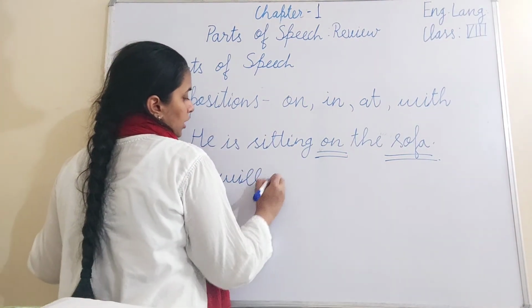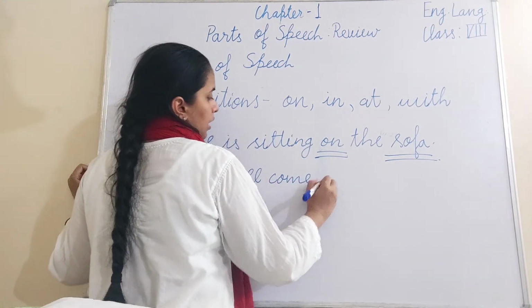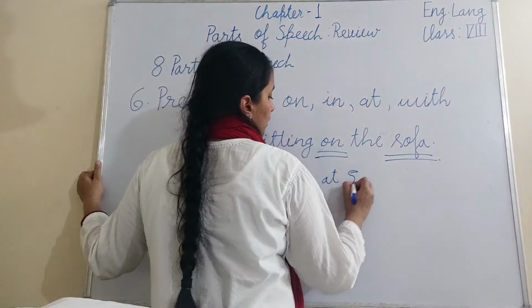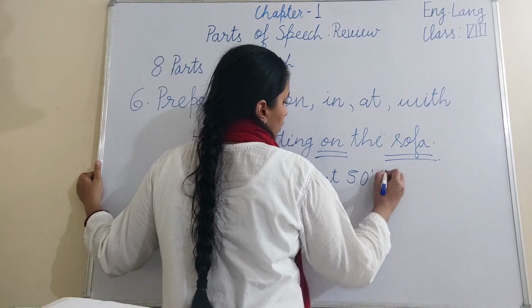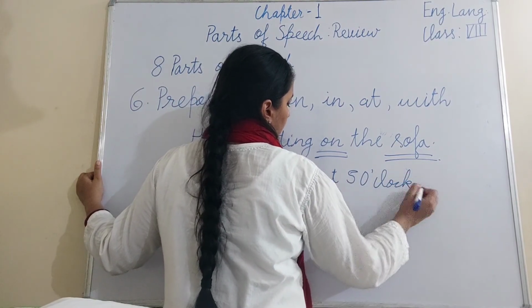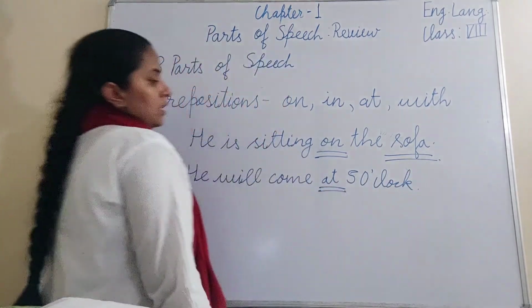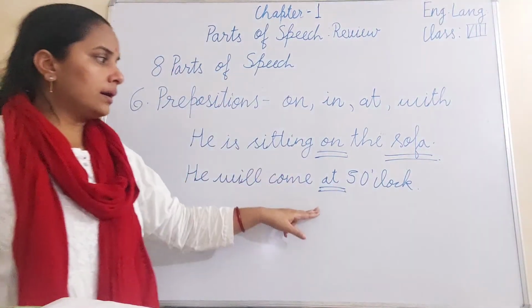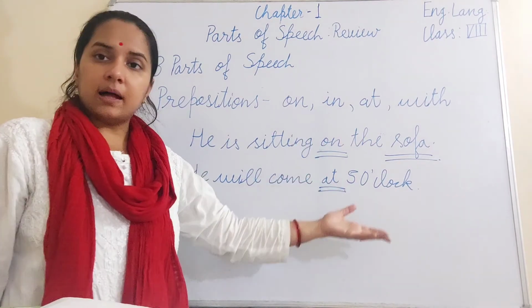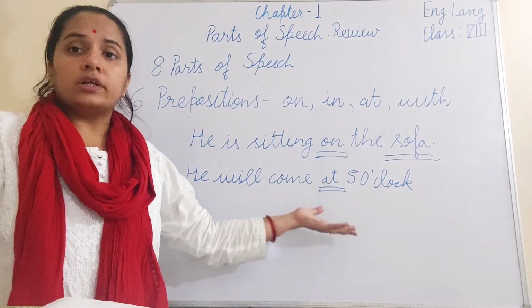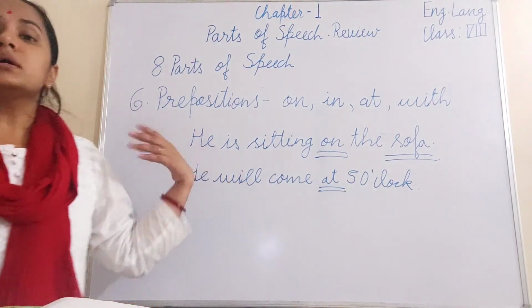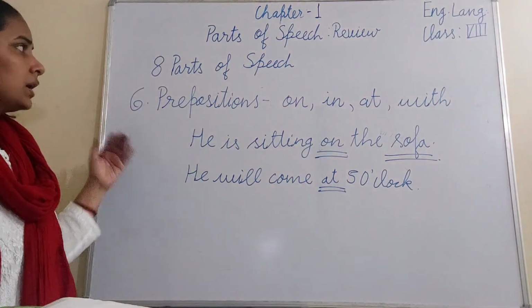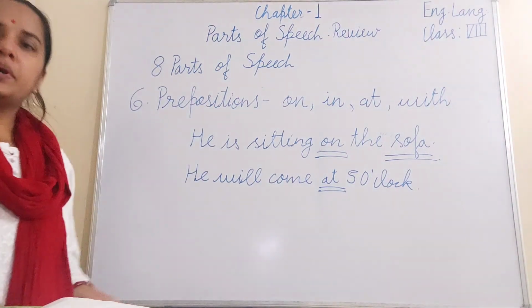He will come at 5 o'clock. At is the preposition used before the noun. So here again it is telling something. In what terms is it telling? It is telling about the time. So in this way we can use the prepositions.